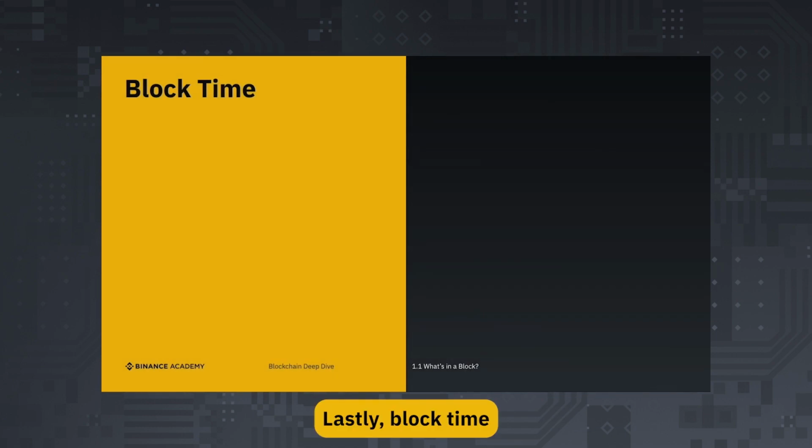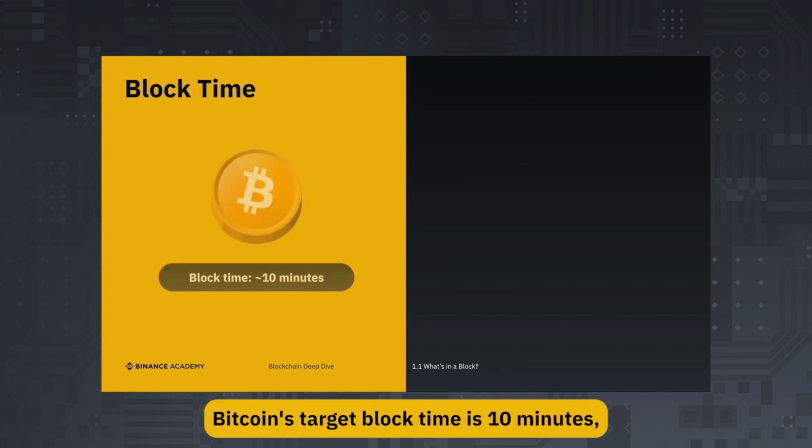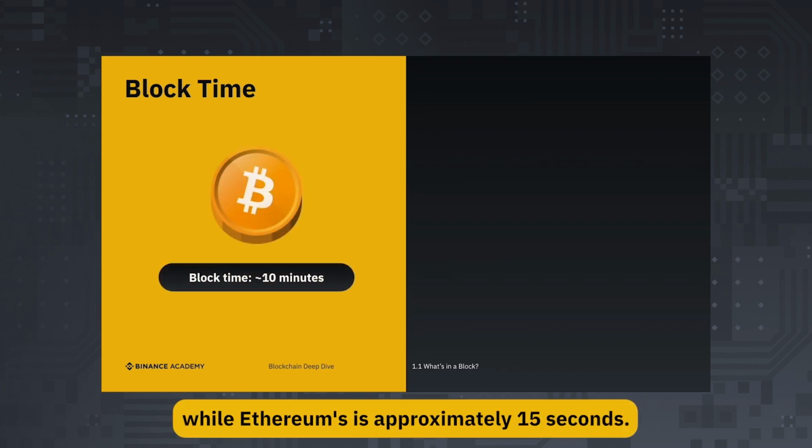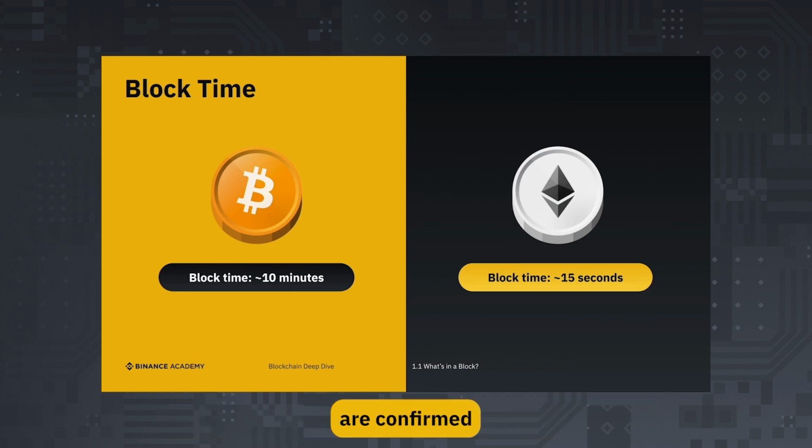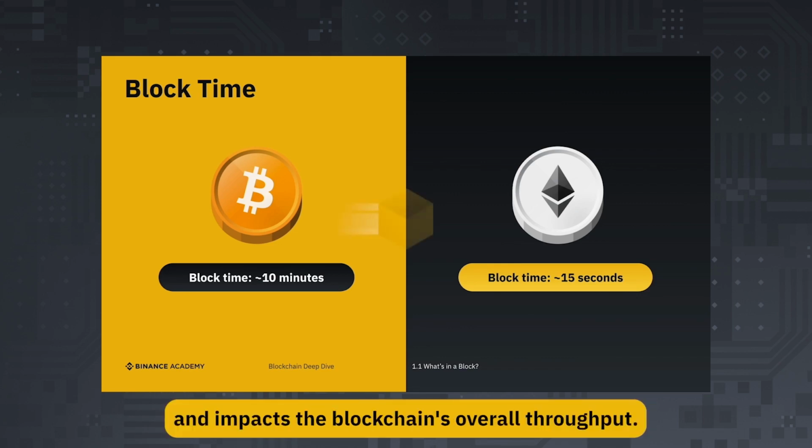Lastly, block time refers to the average time taken to create a new block and add it to the blockchain. Bitcoin's target block time is 10 minutes, while Ethereum's is approximately 15 seconds. Block time affects the speed at which transactions are confirmed and impacts the blockchain's overall throughput.